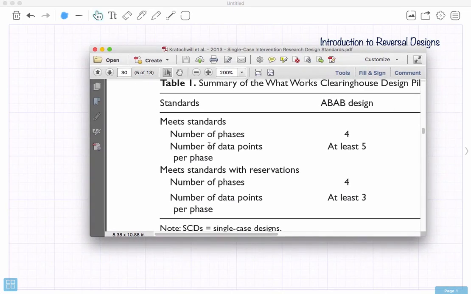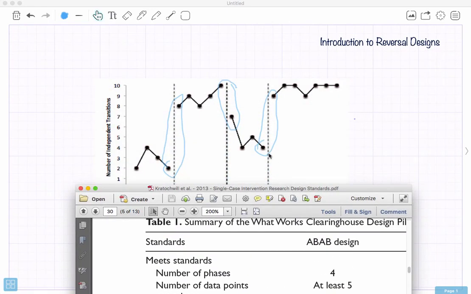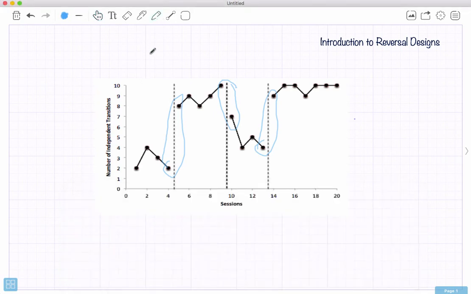And it says that it needs to meet standards with a minimum of 4 phases. So let's look. Does this meet a minimum of 4 phases? This is 1 phase. We've got 1 phase, 2 phases, 3 phases, 4 phases. So yes, it does meet with a minimum of 4 phases.